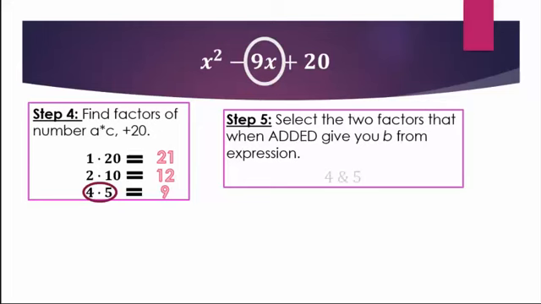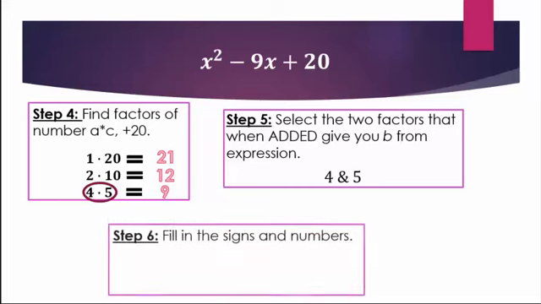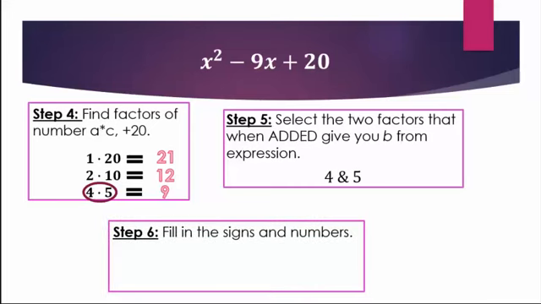All right, and step 6, last step. Fill in the signs and the numbers. The numbers are the ones we chose, 4 and 5. The signs come from looking at the expression. So what I'm going to do is look at this last sign. Notice how it says a plus. A plus, the way I can get a positive number when multiplying is either a negative times a negative or a positive times a positive.